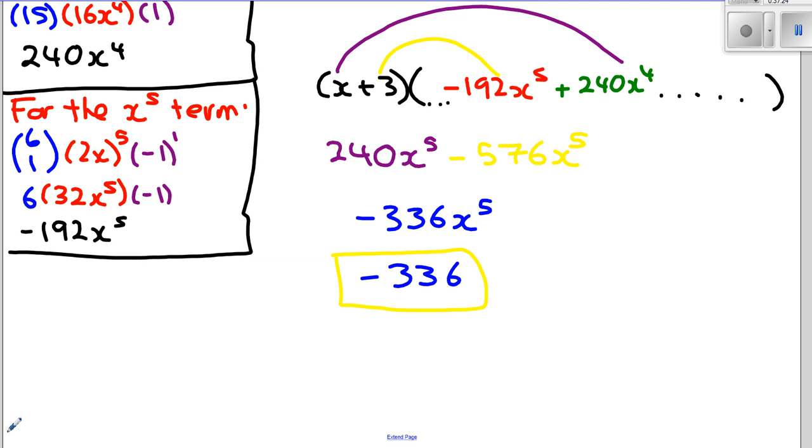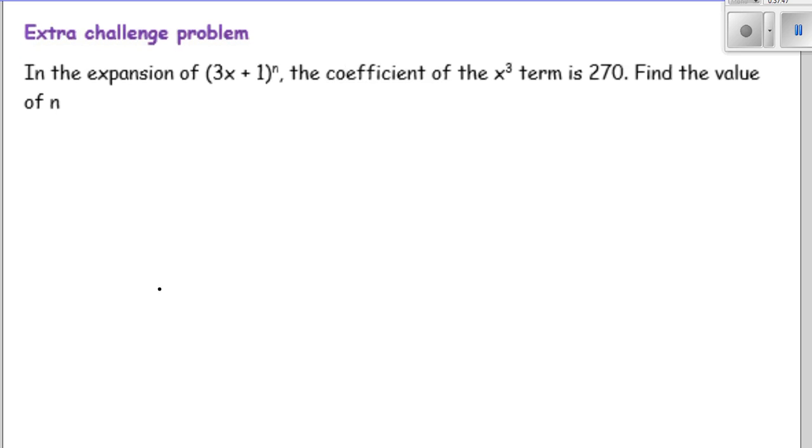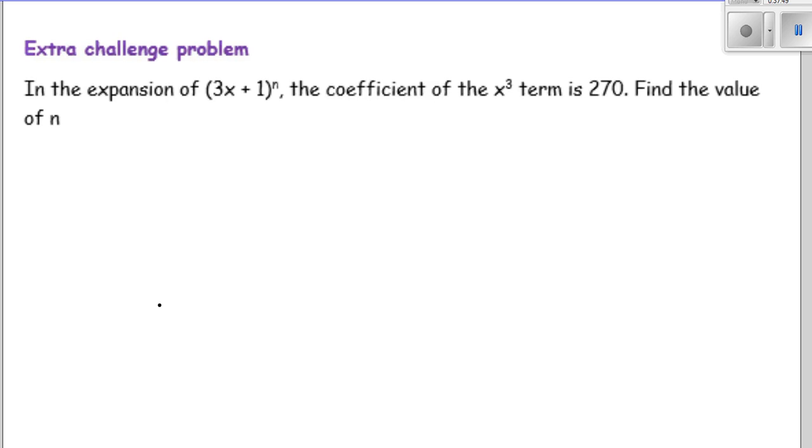Okay. So as I said, this was an example of a more challenging problem than normal. And here's another example of a more challenging problem. These last ones are just examples of real doozies. Really unusual things that you tend not to see in exams, but they've popped up in textbooks, so you never know, they might put one in an exam.